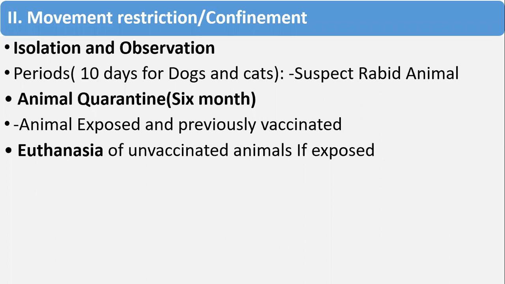Restriction of movement: the recommended period of isolation and observation is 10 days for dogs and cats, while animal quarantine is 6 months for animals that are exposed but previously vaccinated. Euthanasia of unvaccinated animals if exposed is another method of control.